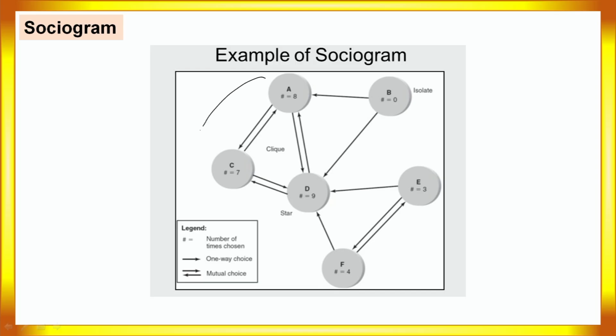If you notice this particular sociogram, here you will find that A, B and D have mutual interaction with all the members of each other. So this is a clique. To find out cliques in a particular society, the use of the sociogram is also effective.